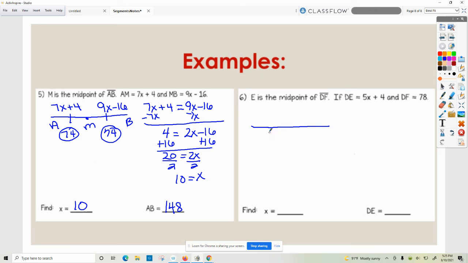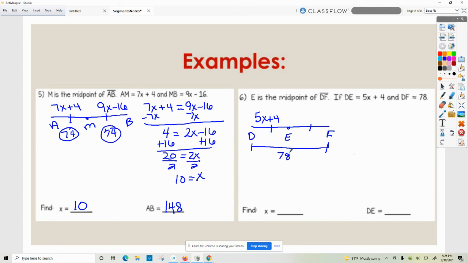Okay, and on the last one, E is the midpoint of DF. So you're going to get your little segment called DF. E is the midpoint. So again, mark it to mean what you want it to. It doesn't have to be a perfect little picture. D to E. Whoops, I didn't finish this. D to E is going to be 5x plus 4. And the length of D to F is going to be 78.